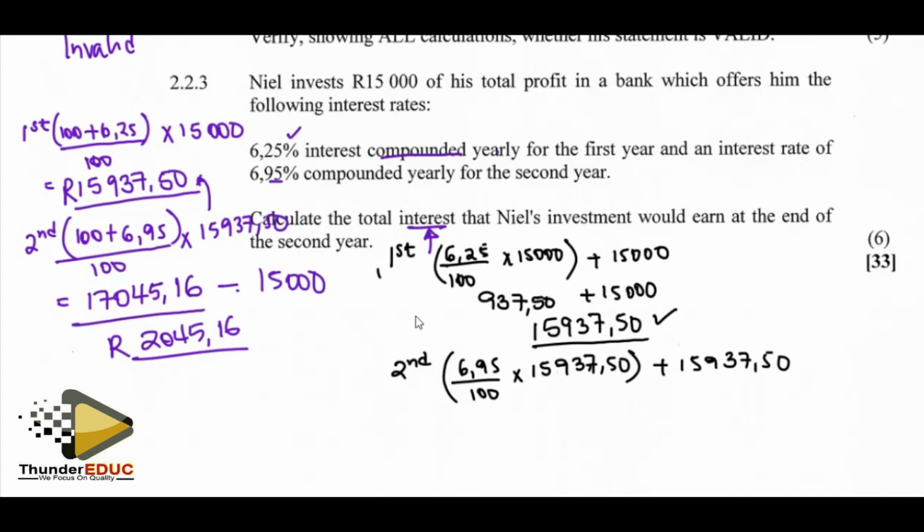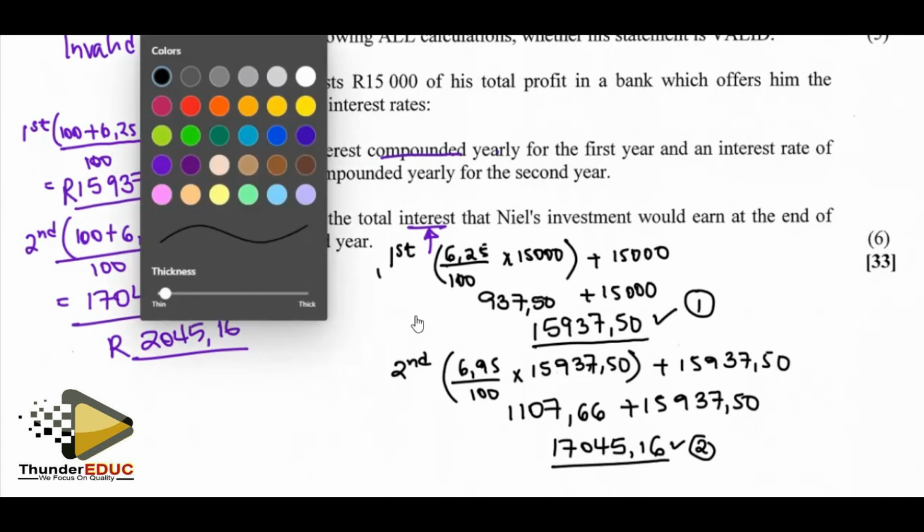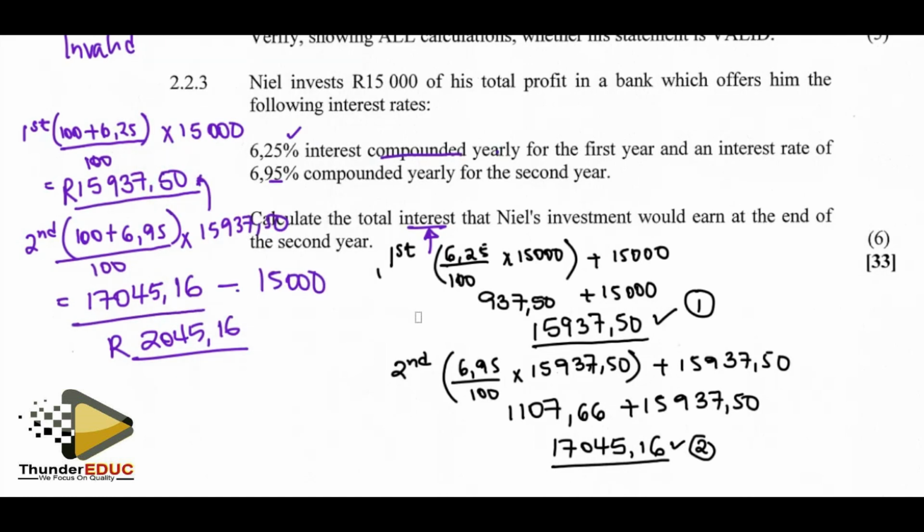So we go on and we say, so this is the money for year one, year two. But we're not interested in the money, we are interested in the interest. So the interest will be this value here plus this value here.